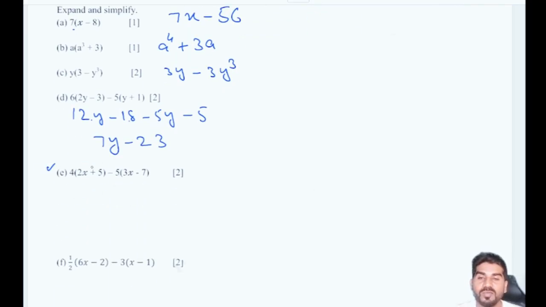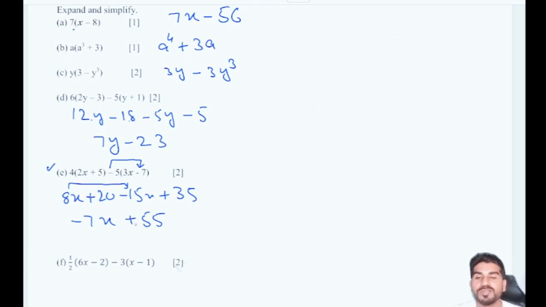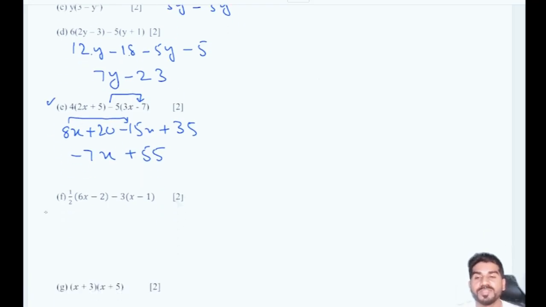Now part E: 4 times 2 will be 8, and x will remain as it is. Then 4 times 5 will be 20. Now 5 times 3 is 15x, and these two negatives become positive here, so there will be 5 times 7 is 35. Now by rearranging, 8x minus 15x will be negative 7x, and 20 plus 35 will be 55. So this will be the simplified form of part E.